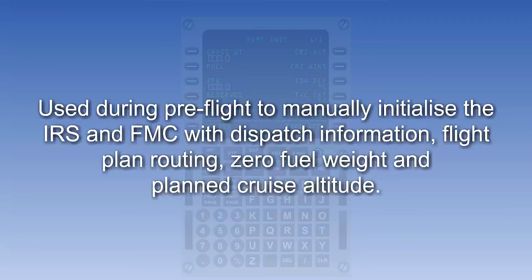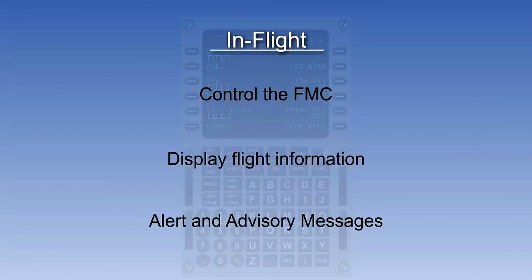The CDUs are used during pre-flight to manually initialize the IRS and FMC with dispatch information, flight plan routing, zero fuel weight and plan cruise altitude. In flight, they are used to control the FMC and display flight information and to show alert and advisory messages.